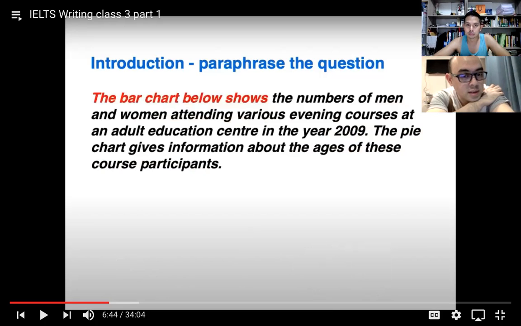The bar chart below illustrates the numbers of attendants in terms of gender. The numbers of attendants in terms of gender.